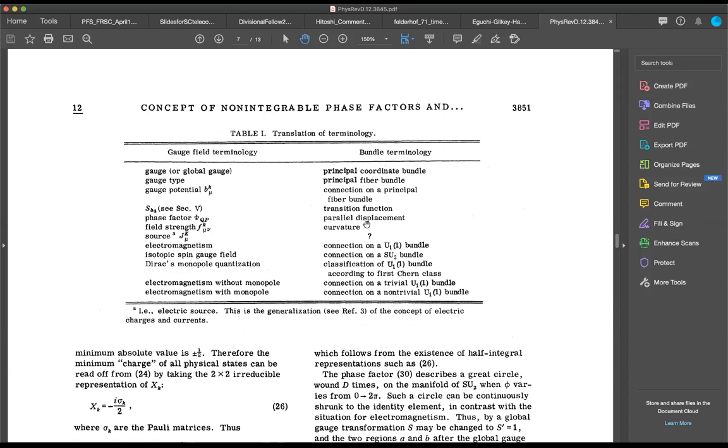And I forgot to mention another terminology which is not on this table. What mathematicians call the structure group of a fiber bundle is what corresponds to the gauge group in the gauge theory. So in this case, we're talking about the structure group U(1), which corresponds to the gauge invariance of the U(1) gauge symmetry. And what this Chern class tells you is basically the magnetic charge of the magnetic monopole. If you don't have any magnetic monopole, then you have a trivial U(1) bundle. When you do have a magnetic monopole, you have a non-trivial U(1) bundle.